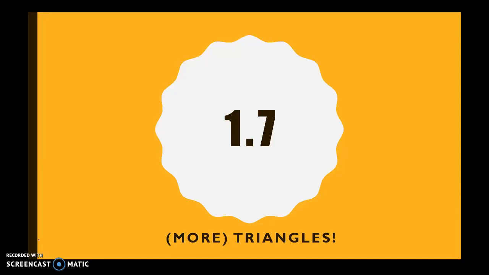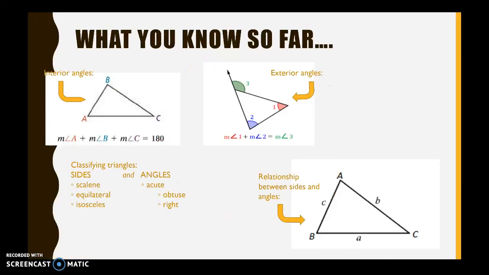Okay, so let's finish up lesson 1-7. So this is what we've done so far. We know the interior angles of a triangle add up to 180 degrees. We looked at our exterior angle theorem. So the measure of angle 3 is equal to the measure of angle 1 plus the measure of angle 2.